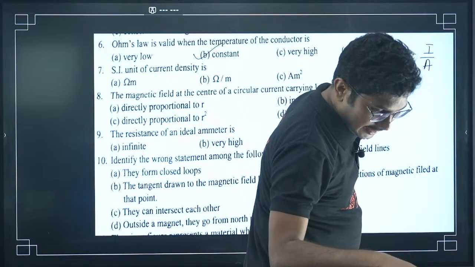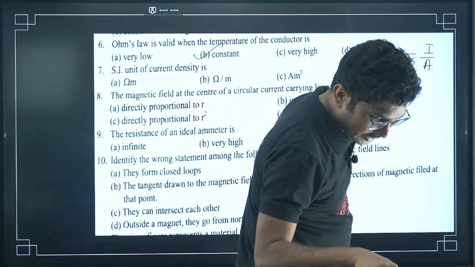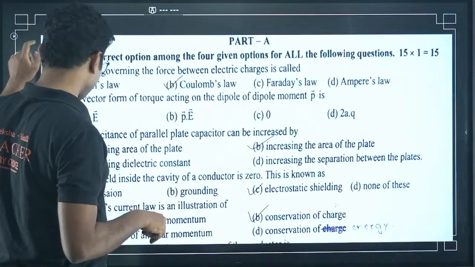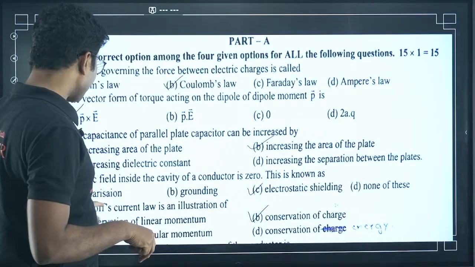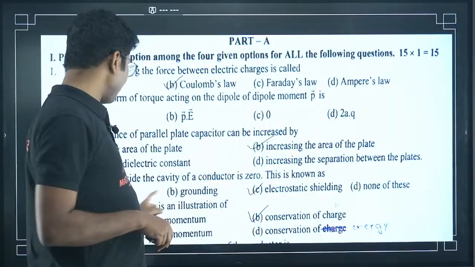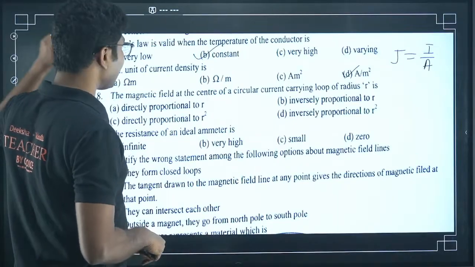Full easy. Alina is saying full easy. Yes, easy. Someone is saying the fifth question is A. What is the fifth question? Let me check it once. Kirchhoff's current law, illustration of linear momentum. Are you crazy? So the fifth question is B, not A. Maybe your question paper is different.